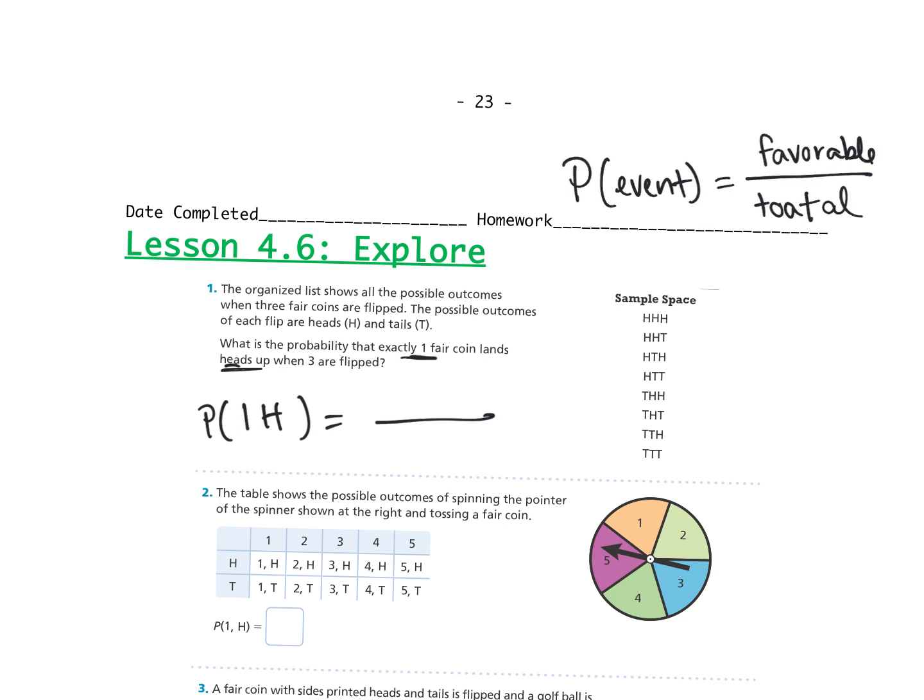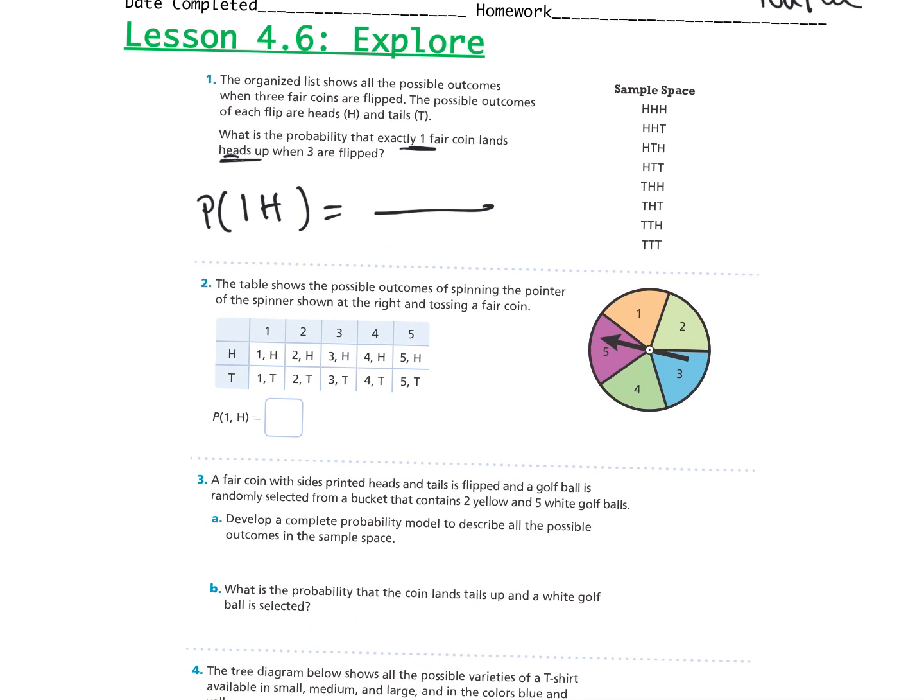And so you're going to tell me, well, what is the favorable outcome? And you can leave it as a fraction. You don't have to make it fancy or anything like that. Just leave it as a fraction. If you want to turn it into a percent or a decimal, you're more than welcome to. But I say just leave it as a fraction, make your life easier. It's totally acceptable.